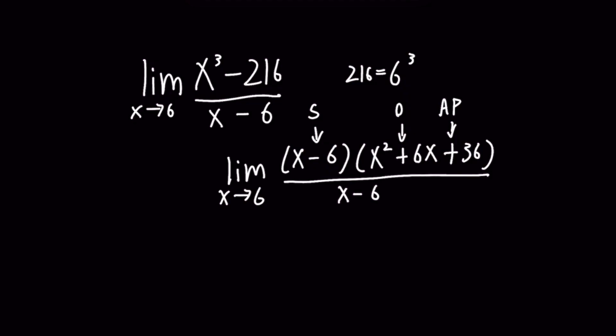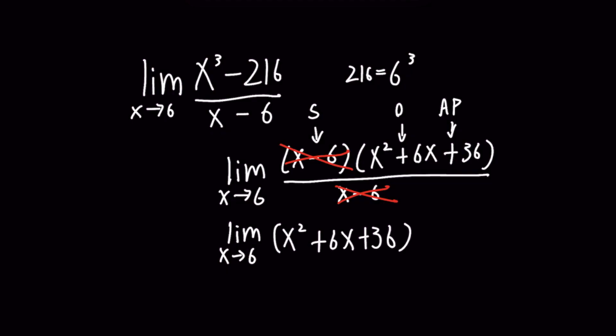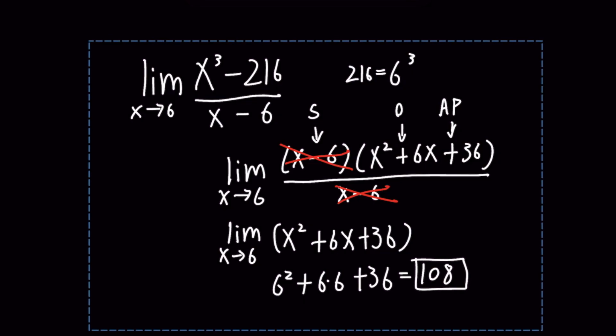So here we can actually cancel these out, and you're going to be left with just x squared plus 6x plus 36. Now you can substitute in 6 for x, and we're going to get 6 squared plus 6 times 6 plus 36, which is equal to 108. So that's your answer. Okay, next problem.